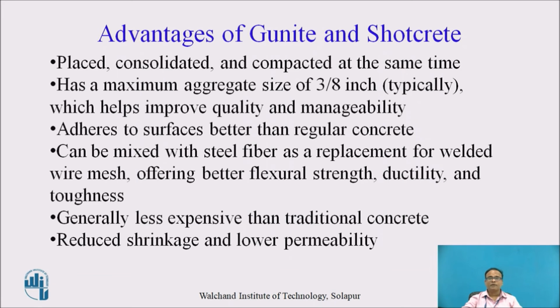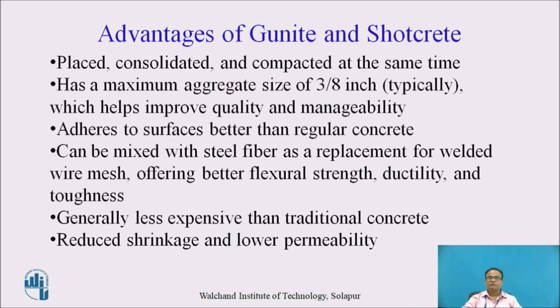Now what are the advantages of gunite and shotcrete? As we know, the placing, consolidation and compaction happen on the concrete at the same time. Similarly, the aggregate which is used is of size 3/8 inch, which helps to improve quality, and it is also manageable. Then the concrete or the mortar adheres to the surface better than regular concrete, because it is applied or sprayed with a high velocity onto the older surface on which repair work is carried out.